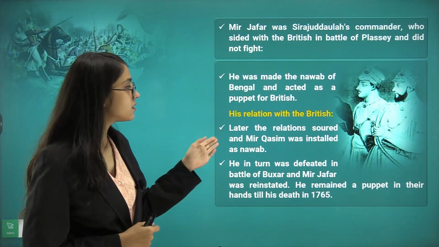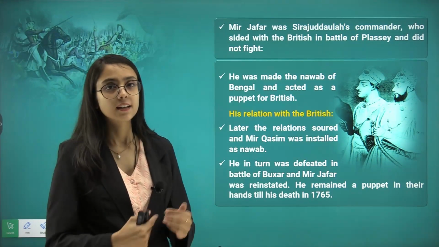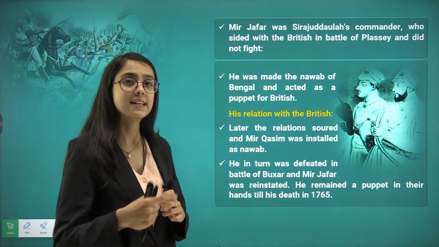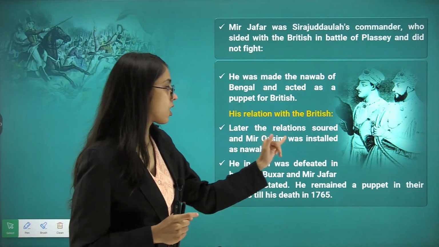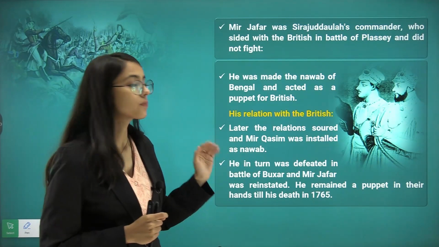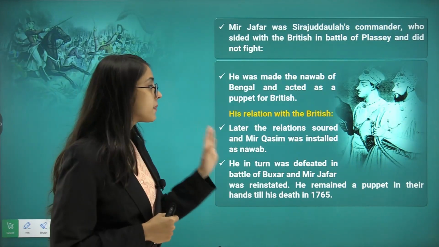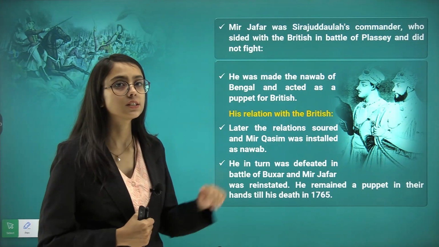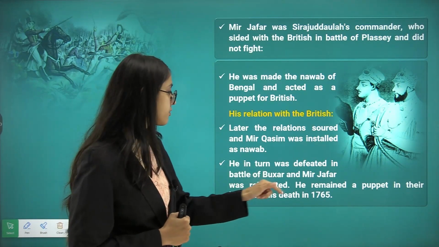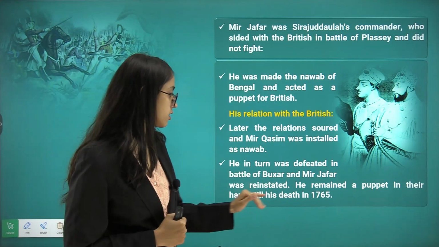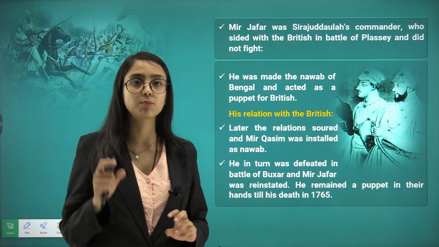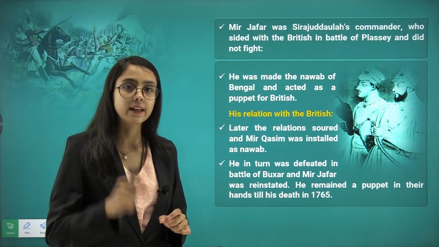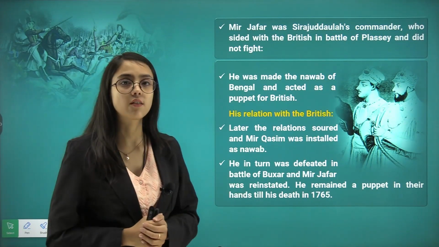Later the relations soured. They started as friends and sided with each other in the Battle of Plassey, but gradually the relations soured. As the relations soured, Mir Qasim was installed as Nawab after Mir Jafar. He in turn was defeated in the Battle of Buxar, and Mir Jafar was reinstated as the Nawab of Bengal.